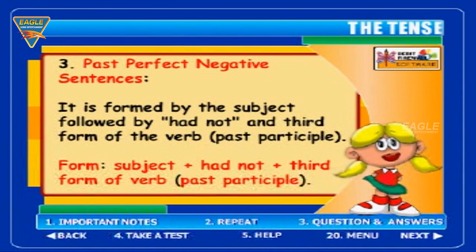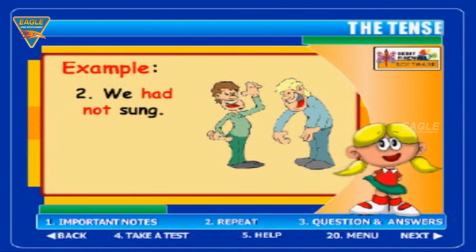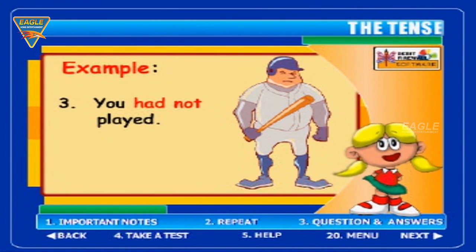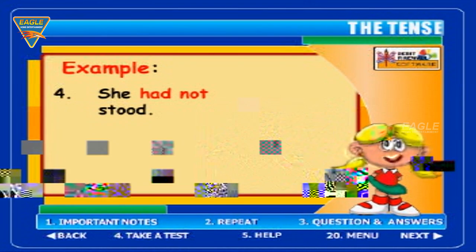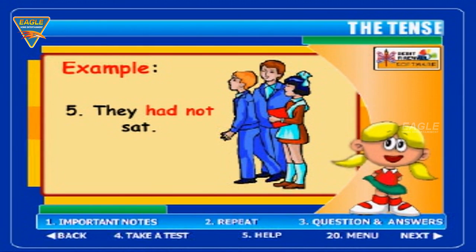Past perfect negative sentences. It is formed by the subject followed by had not and third form of the verb. Form: subject plus had not plus third form of verb. I had not read. We had not sung. You had not played. She had not stood. They had not sat.